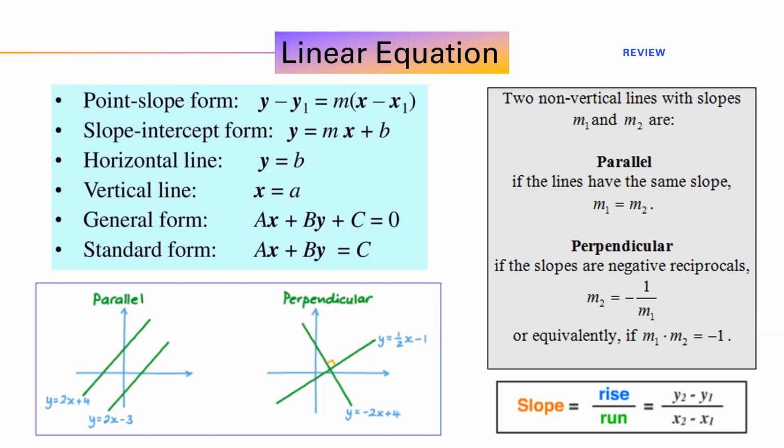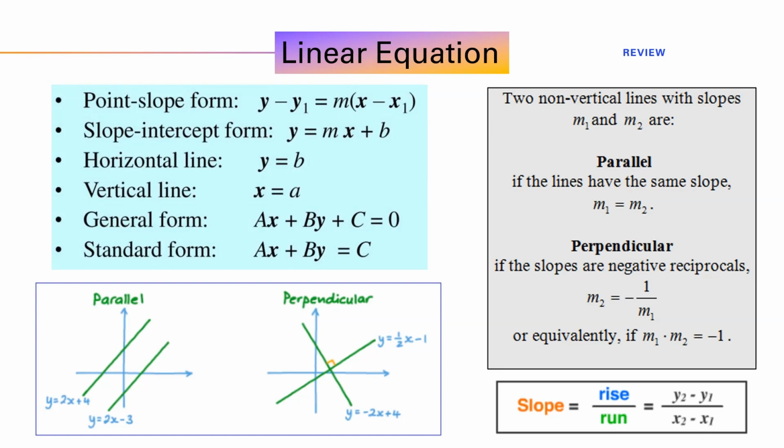So to start, we review some points. We have some linear equation forms: point-slope form, slope-intercept form, horizontal line, vertical line, general form, and standard form. And then we know the most common ones are the point-slope form and the slope-intercept form.